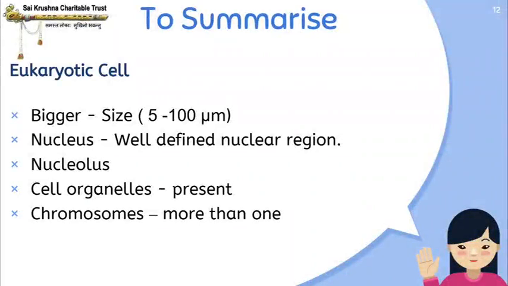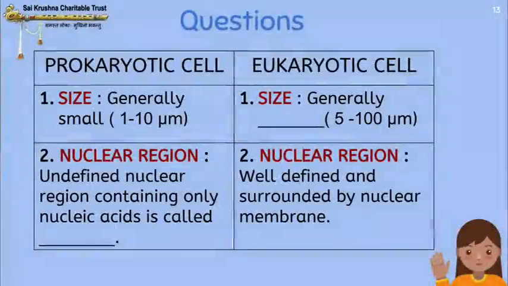And then we learnt about the eukaryotic cells. The eukaryotic cells are bigger in size. They have a well-defined nuclear region. They have a nucleus and a nucleolus is also present. And cell organelles are present. They contain more than one chromosome.